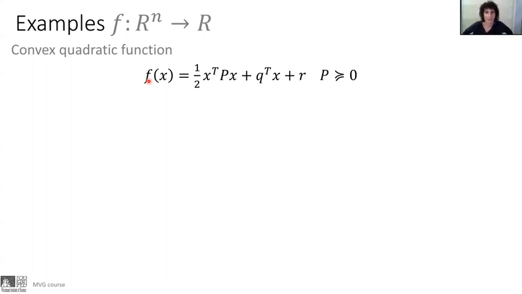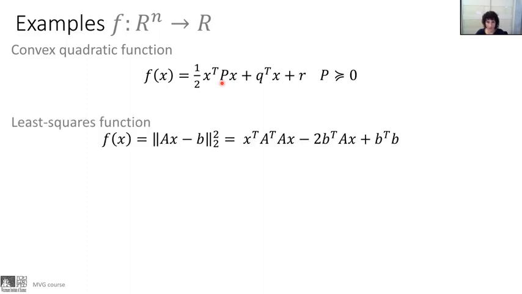Okay, so we have this definition, which is a convex quadratic function, which is half x transpose Px plus q transpose x plus r, where P is PSD. Why is this a convex function? I would like to hear your voice. Any idea why this is a convex function? What is the Hessian of this function? P, and it is positive semi-definite. Exactly. Since the Hessian of this function is exactly P, and P is PSD, then this is a convex function. Okay? This is actually if and only if, because the second order condition is if and only if. If P is not PSD, this is not going to be a convex function.